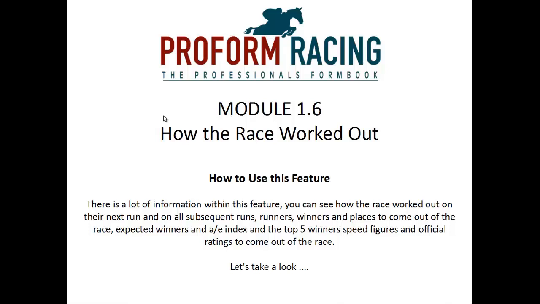So here is how to use this feature. There is a lot of information within this feature. You can see how the race worked out on their next run and on all subsequent runs. Runners, winners, places to come out of the race, expected winners and AE index, and the top 5 winners, speed figures and official ratings to come out of that race.